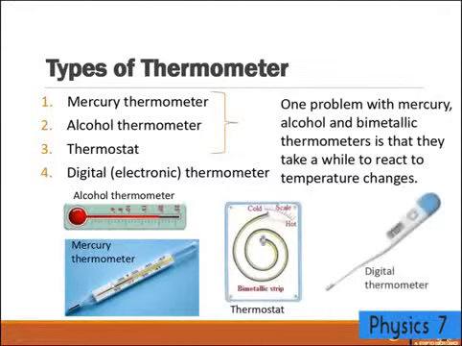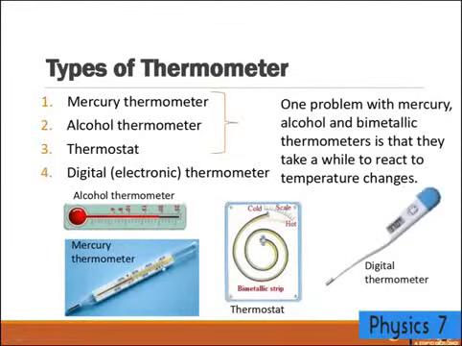Clinical thermometers and laboratory thermometers are made of mercury. And the clinical thermometer is used by health officials in hospitals and in clinics. Now, the laboratory thermometer is used by scientists for research purposes.